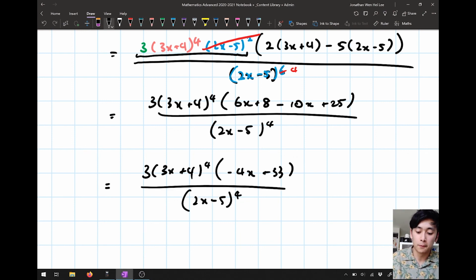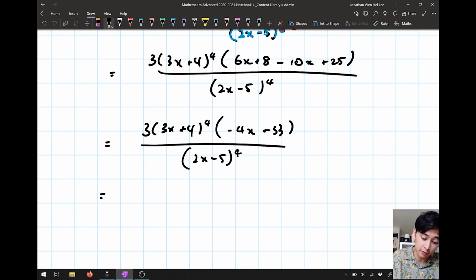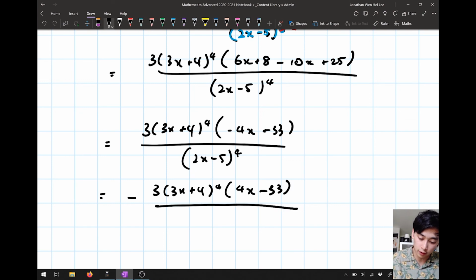Now, just in general with your terms, I usually don't want to have a negative sign in front of any of my x's, so I'm going to take out the negative to the front. So I get negative 3(3x + 4) to the power 4, (4x - 33) over (2x - 5) to the power 4. Okay, so there we go.